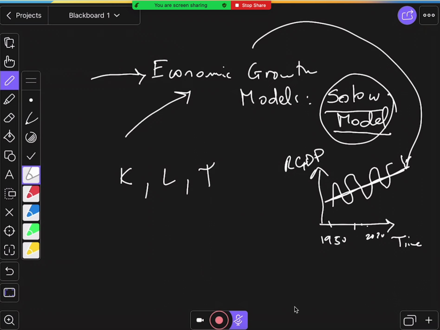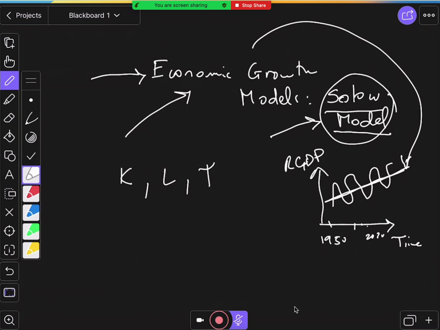When you take a course in economic growth in the future, you will see how this model is expanded to allow for other versions and other updates to this first model on economic growth.